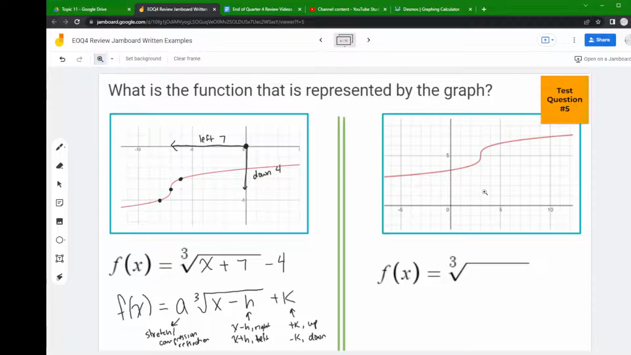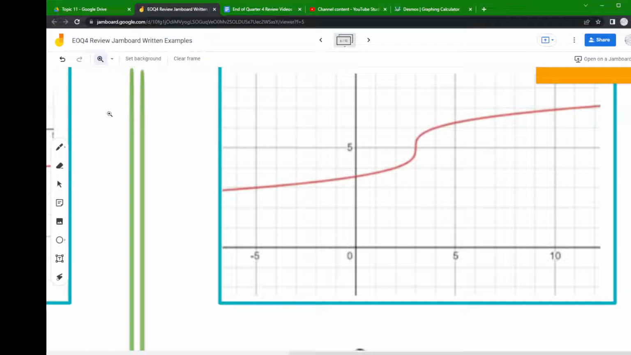Alright, let's zoom in on our other one. See if we can figure this out. So if I put my belt buckle on here, and I go one box to the side, it goes up by 1. Or down by 1. So there's no stretches, compressions, or reflections. Alright, now the belt buckle from the origin has moved to the right by 3. And it has moved up by 5.